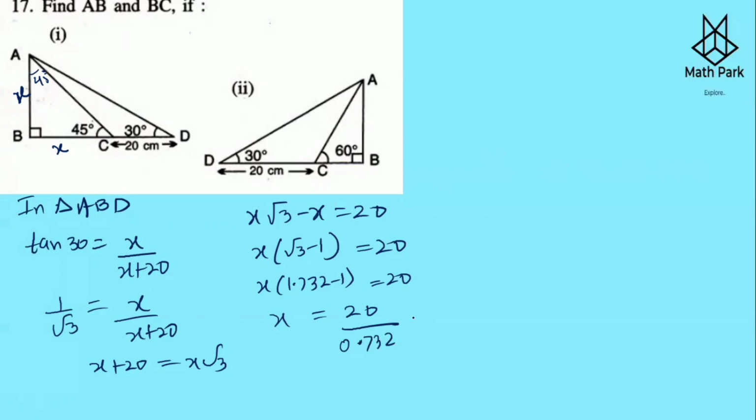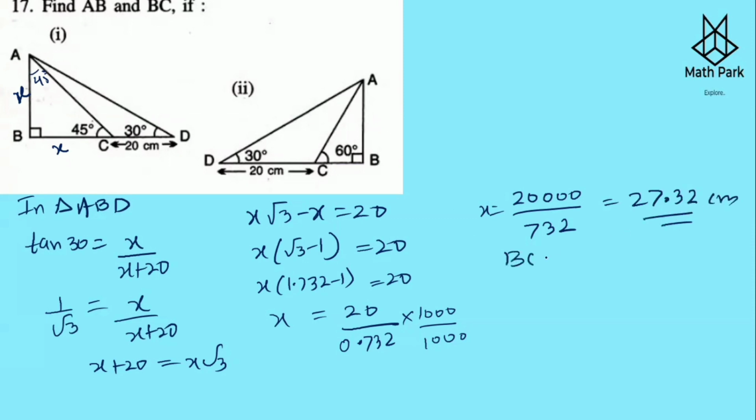So 20 divided by 0.732. You'll have to remove the decimal, so we multiply by 1000 and 1000. So we get this as 20,000 divided by 732. So let us do 20,000 divided by 732. You get this as 27. So you get X is equal to 27.32 centimeter. So that is how you get BC is equal to 27.32 centimeter.